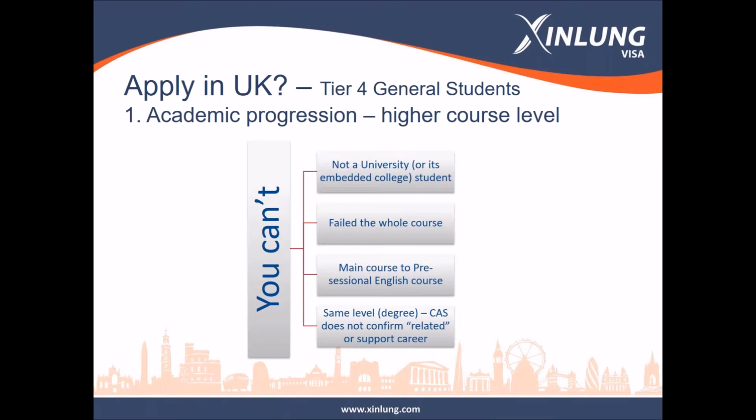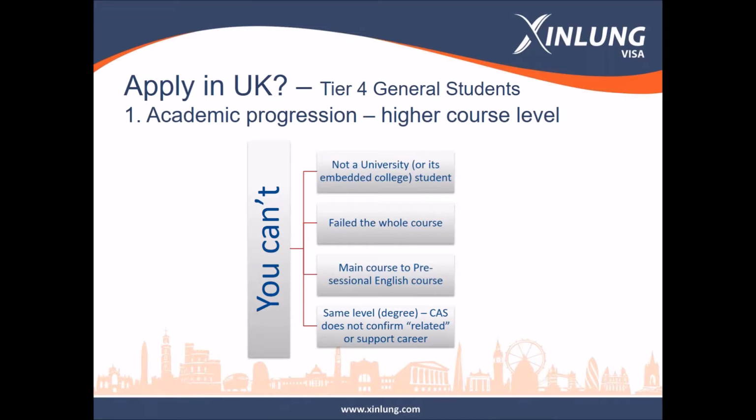However, when you're repeating the same level, which is above degree level, it has to be an undergraduate degree or master's degree, and the university you're going to study at confirms on the CAS to say your previous degree level course and the course you're going to study are related, or these two courses combined can support your career ambition. If they say this on the CAS, Home Office says, okay, no problem, we are happy for you to make your application in the UK.